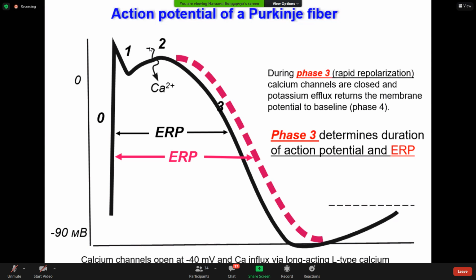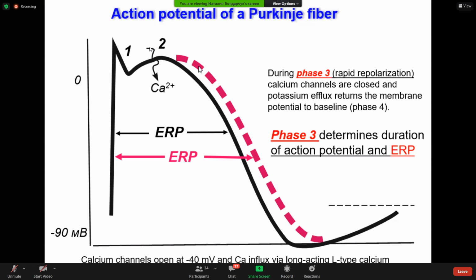But now we'll speak about the third phase. During third phase, it is called rapid repolarization. Calcium channels are closed. Calcium channels play a major role in the second phase, and potassium efflux returns the membrane potential to baseline. So it is outflux of potassium. So phase 3 determines duration of action potential and effective refractory period, ERP.